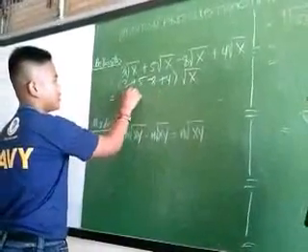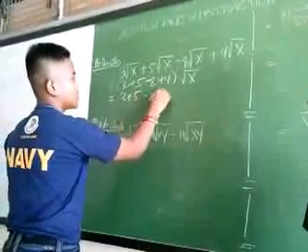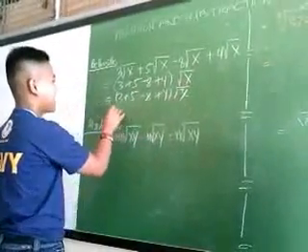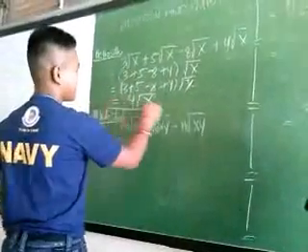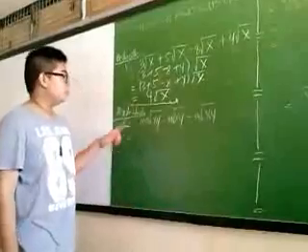So 3 plus 5 minus 8 plus 4. The answer is 4 square root of x. This is our final answer. Okay, thank you. I'm going to solve problem number 2.